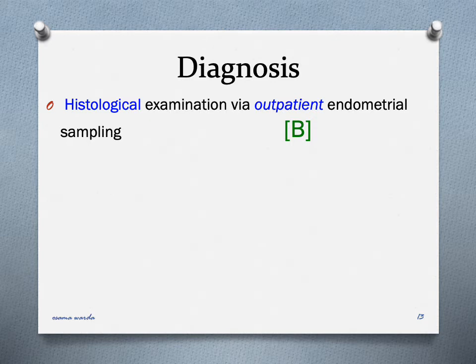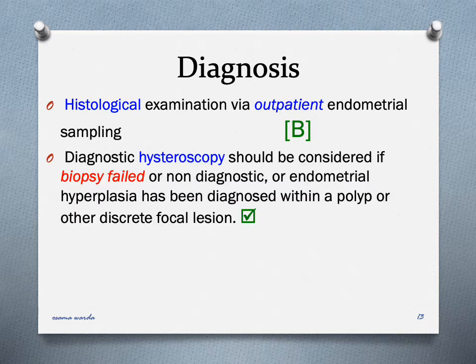How to diagnose endometrial hyperplasia? Histological examination via outpatient endometrial sampling. Diagnostic hysteroscopy should be considered if biopsy failed or is non-diagnostic, or endometrial hyperplasia has been diagnosed within a polyp or other discrete focal lesion during hysteroscopic diagnosis.